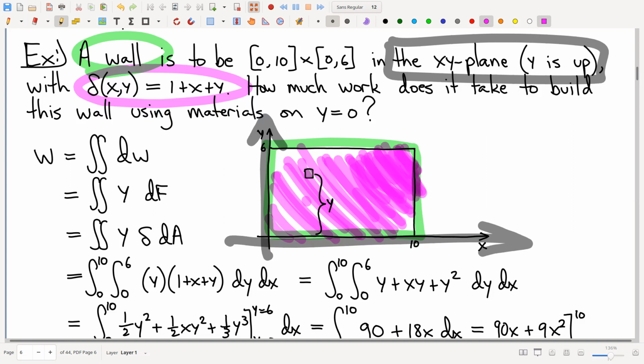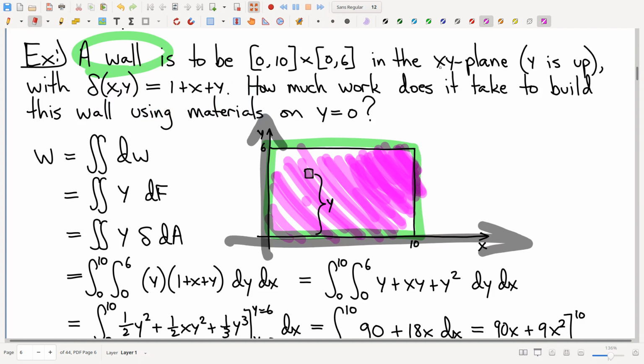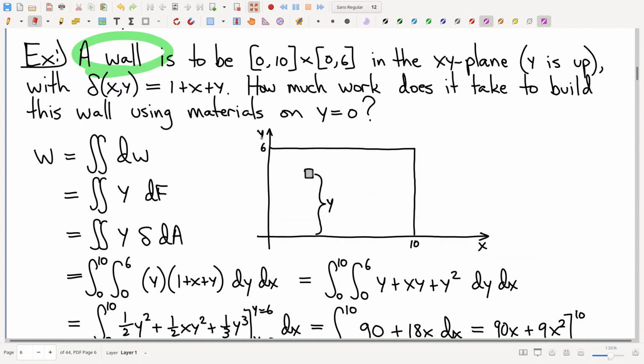Okay, so with that being the case, let's ask the question, how much work does it take to build this wall? Now, there's a lot of work that goes into building this wall, and you have to have the grout, or I don't know what that stuff's called. But whatever. One of the things is, this is made out of stone, and each little stone has some heft to it.